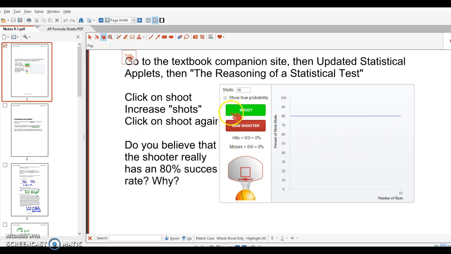I would recommend doing that several times, or maybe even changing the shots to a higher number, 100, 200, and then hit shoot. It won't animate every single one, but you'll be able to see a better idea of the long-term behavior when you do that. And then it's up to you to decide whether you think that this shooter really is an 80% free throw shooter. So if the person does have an overall proportion close to 80, you may conclude, yes, in fact, that is correct. Or if the percentage is way off, either above or below that, you would say, doesn't look like 80% is correct for this shooter. So pause the video for a minute, try that once or twice, and see what conclusions you make.